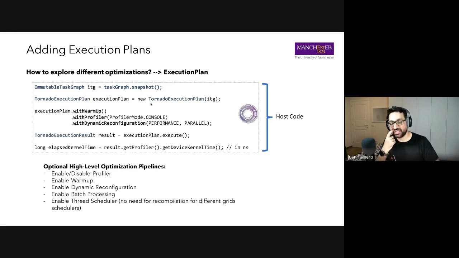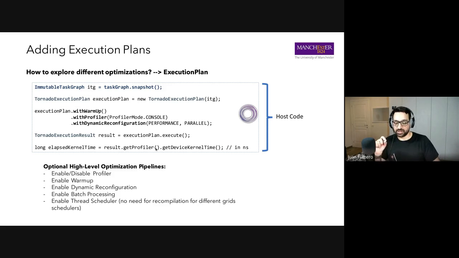Through that immutable task graph, we can create an execution plan, and the execution plan can have one immutable task graph or many. In this case, it's just one. And through that, we can call functions like perform a warmup, enable the profiler, enable dynamic reconfiguration. Remember that dynamic reconfiguration is the ability of Tornado to migrate tasks across devices by itself, and so on and so forth. This is optional. So you can say executionPlan.execute directly, and Tornado will use the default device, the default behavior, etc. And after the execution, you will get an object of type TornadoExecutionResult, and through that, you can query, for example, the profiler.